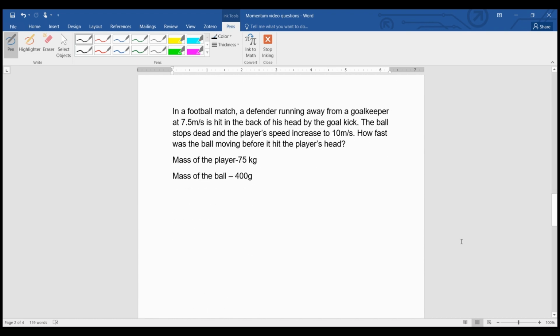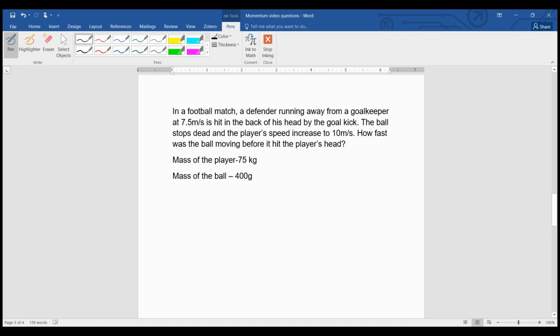In a football match, a defender running away from a goalkeeper at 7.5 meters per second is hit in the back of his head by the goal kick. The ball stops dead and the player's speed increases to 10 meters per second. How fast was the ball moving before it hits the player's head?